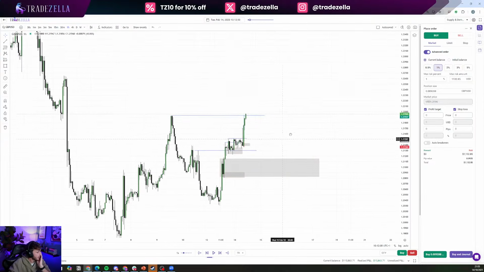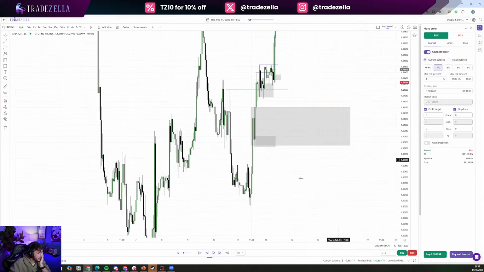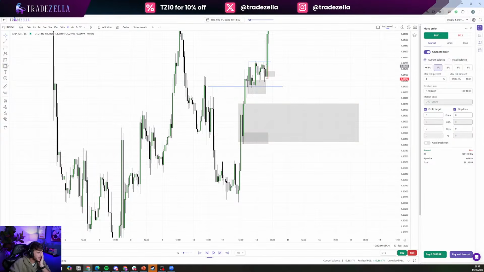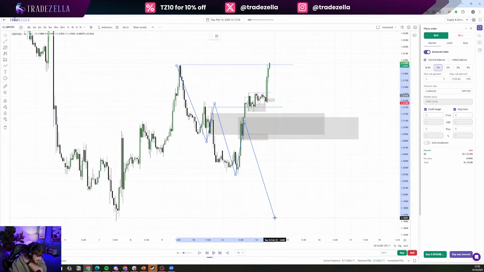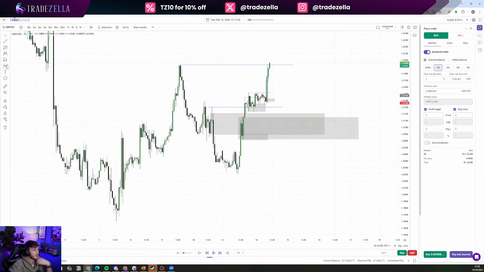So that's fine. Just to clarify here, we were pretty confident that the sellers were in control. We had this area of supply, and we were looking at market structure: lower lows, lower highs, lower lows, lower highs, lower lows. It ended up failing. We took a loss there. Completely fine, we took a valid loss there. But then what did we realize?